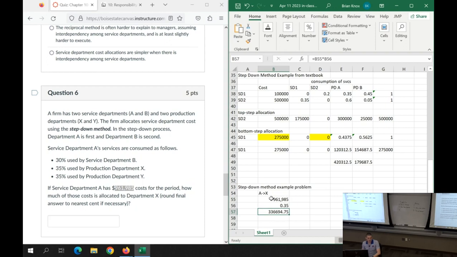It's kind of... I mean, how easy this one is.